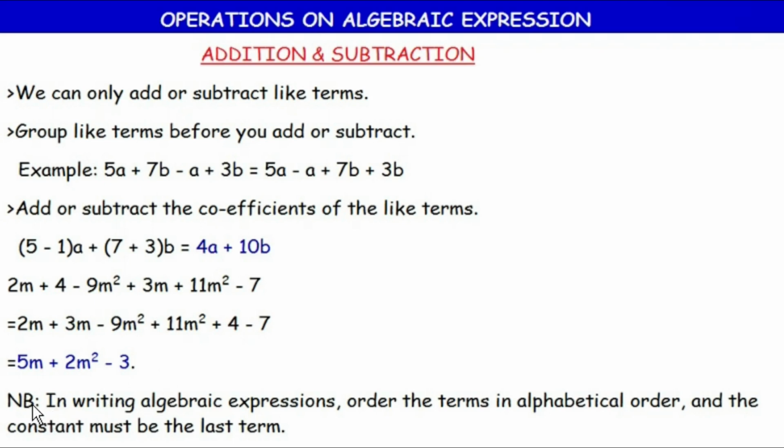Now take note of this point here. In writing algebraic expressions, we always order the terms in alphabetical order, right? So we group them in alphabetical order, and the constant is always the last term, right? So in this example, you are seeing that the 3 came last, right? So the constant must always be the last term. Now assuming we had m and n, the m would have come first before the n. Alright, so here you see the a came before the b, right? So 4a plus 10b. So make sure you always arrange or list them in alphabetical order, and always the constant or the number standing on its own should be the last term. Right, so that is the most appropriate way of presenting an algebraic expression, right? Okay, so let's move on.